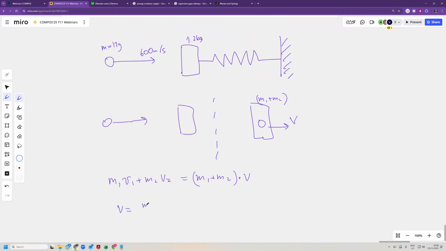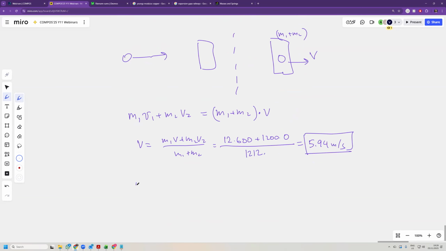v is m1 v1 plus m2 v2 divided by m1 plus m2, which is 12 times 600 plus 1,200 times 0, divided by 1,212 grams. I'm doing it in grams. And so that's going to be 12 times 600 divided by 1,212, which is 5.94 meters per second. That's the speed of the block afterwards.